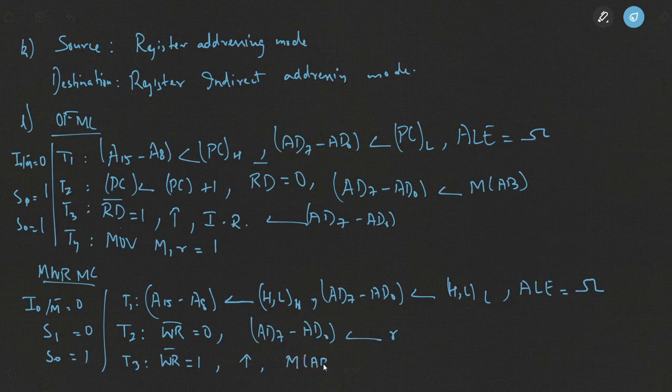Address latch enable has already taken up the address from the HL register pair. That is already stored in the microprocessor. And what will be moved here? The contents of the data bus. The data bus is now actually carrying the contents of the register pair. So this is actually writing onto the memory location. So therefore this is a write instruction.